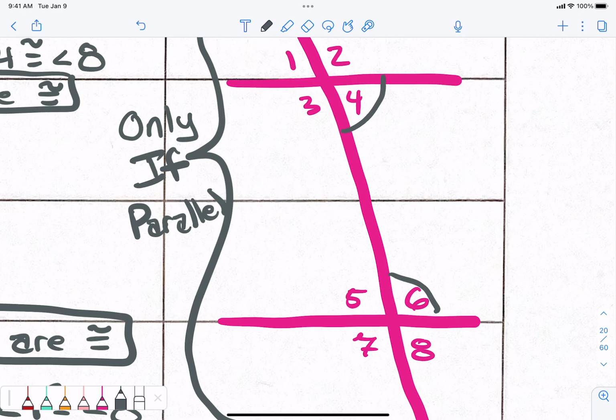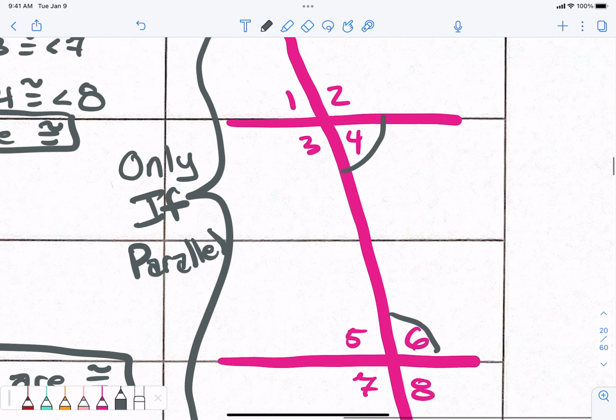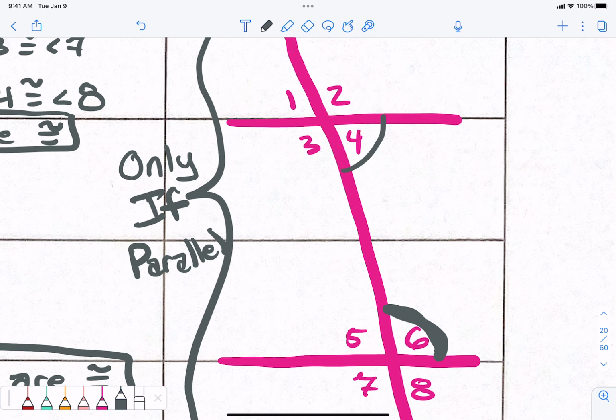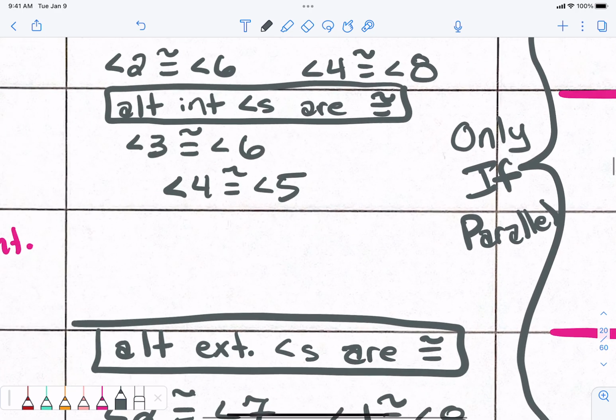4 and 6 will be supplementary, or they add up to be 180, because if 6 is this measure, 6 will be the same as 2. Do you see that? Because they're corresponding angles. Well, 2 and 4 live on this straight line right here. So they have to add up to be 180, right? So that is how the consecutive interior works. So consecutive interior, I'm going to say sum to 180. That means they add up to be 180 degrees, okay?